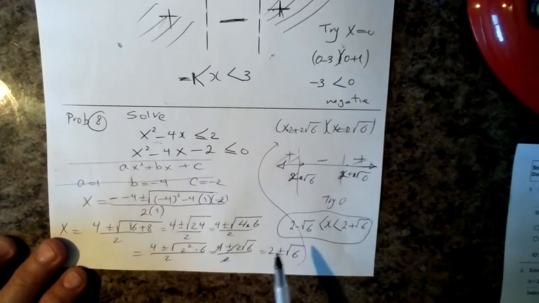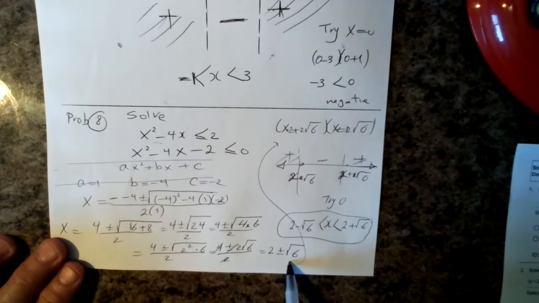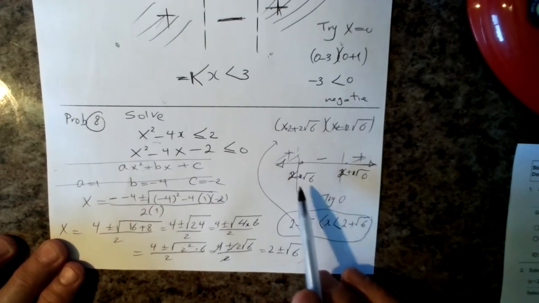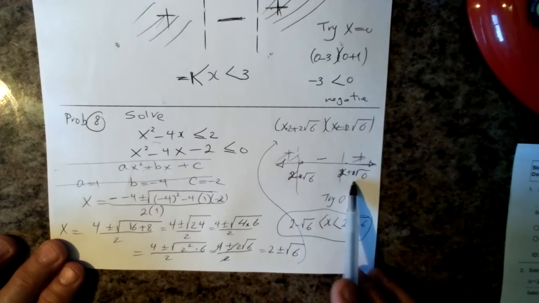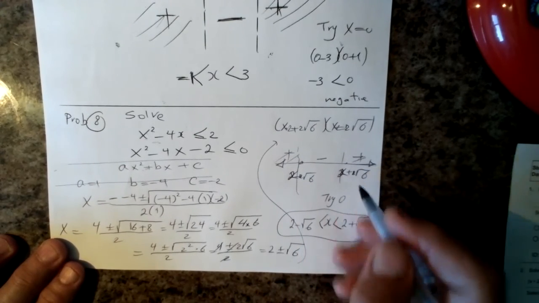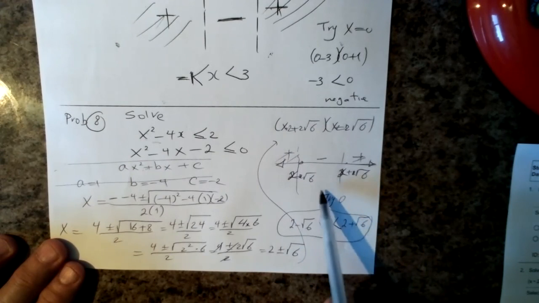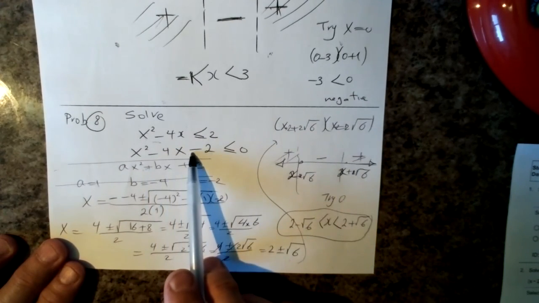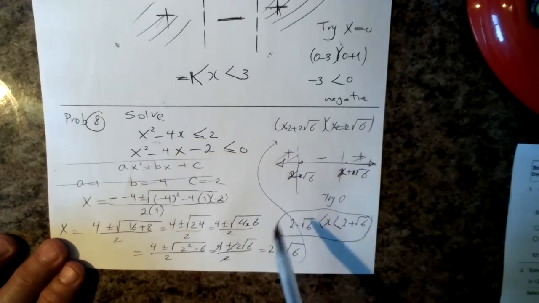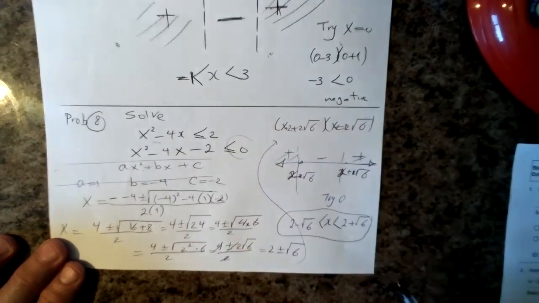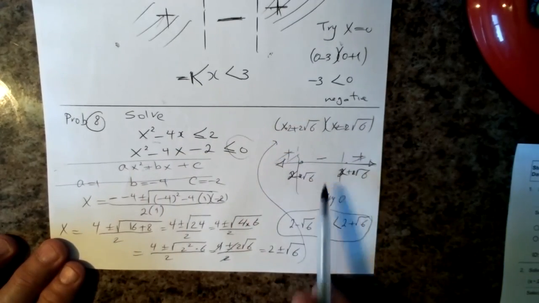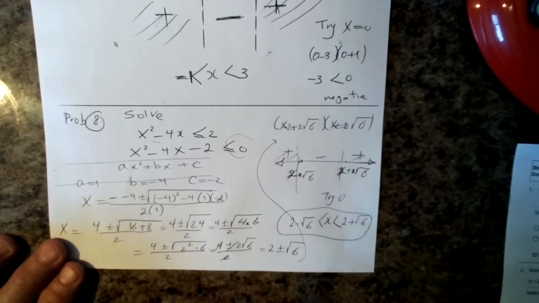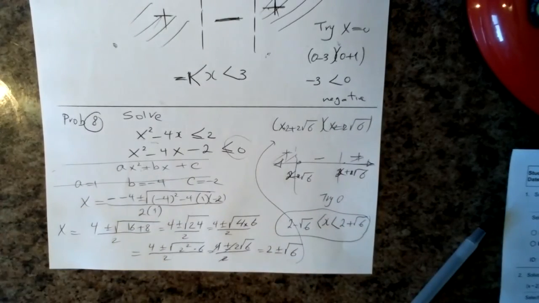When you solve the quadratic, you come up with two answers, 2 plus or minus radical 6. 2 minus radical 6 here, 2 plus radical 6 there, and then pick a number between, like 0. When you put it here, it's negative. The symbol of this problem is negative, meaning all the numbers between these two is the solution of that form.